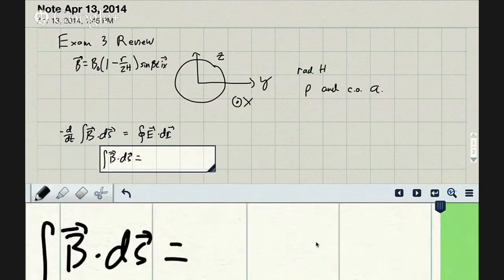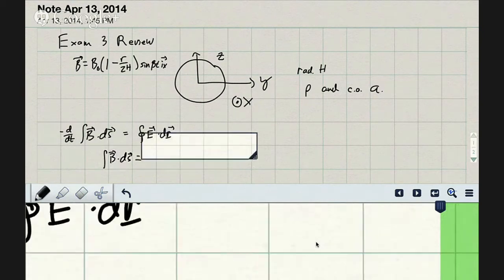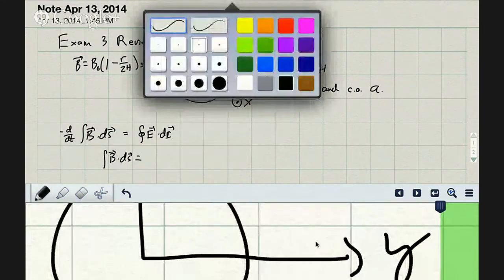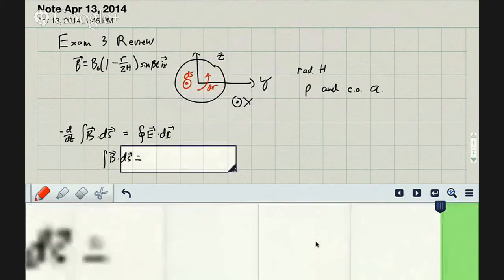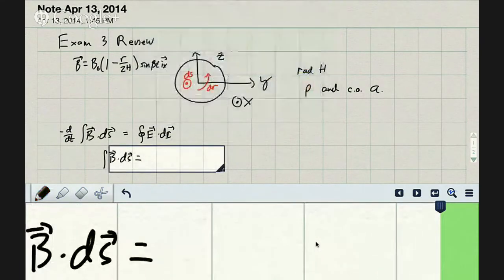Let's go ahead and plug in. We're going to have dS. How do we want to orient dS first of all? Let's orient dS so it points out. This is what I call the Basquiat convention. Then that means we're going to integrate dr this way around the loop. He likes to use that in his book.